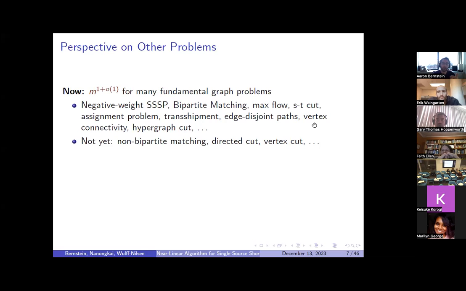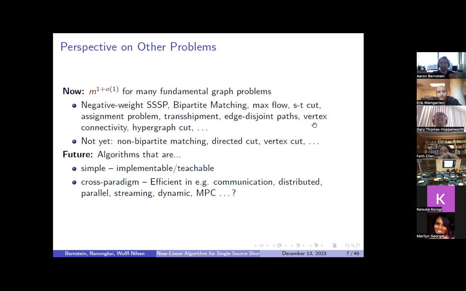But I think one thing that it would be interesting to do for future work is basically to see if we can get simpler algorithms for these problems. Because a lot of these problems, like bipartite matching or negative weight shortest paths, seem like elementary problems, like the definition is simple, but the only way we know how to solve them currently is to go through min-cost flow and use extremely intensive machinery for min-cost flow to solve these problems.